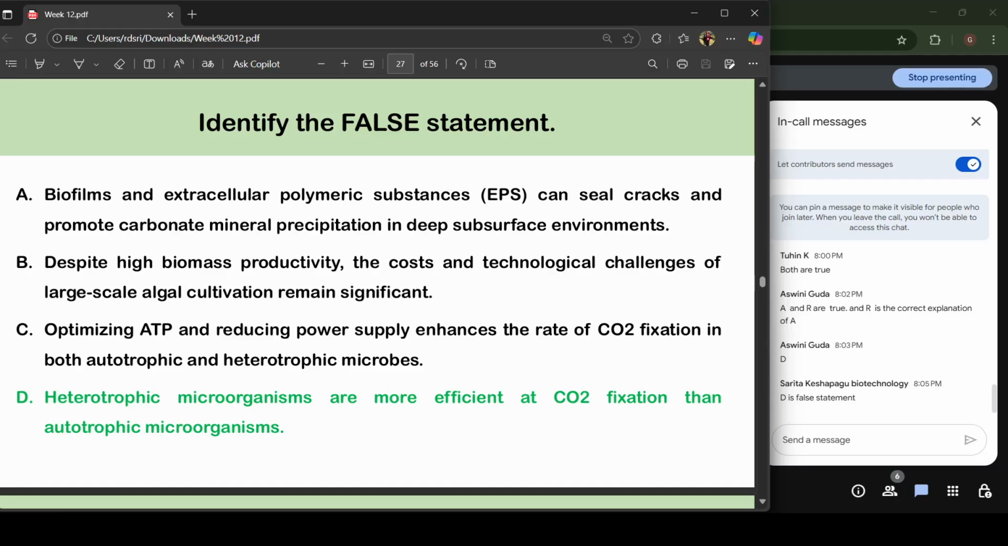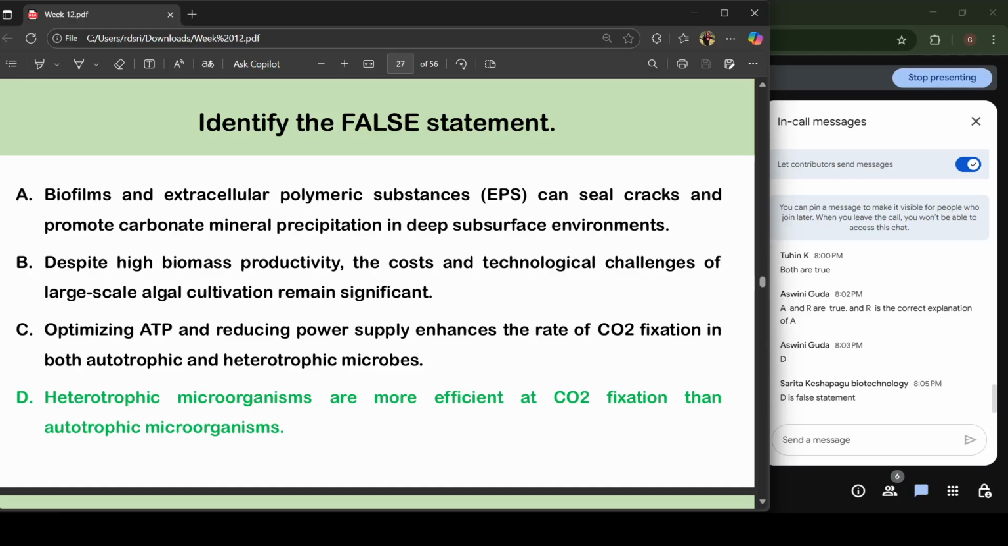And the second statement states that despite high biomass productivity, there are economic and technological challenges in implementing algal-based carbon capture or large scale algal cultivation. That is also true. And the C statement we already saw in one of the match the following questions.